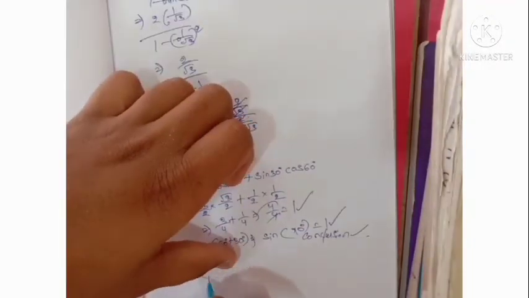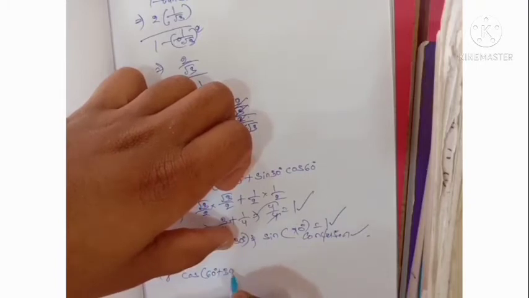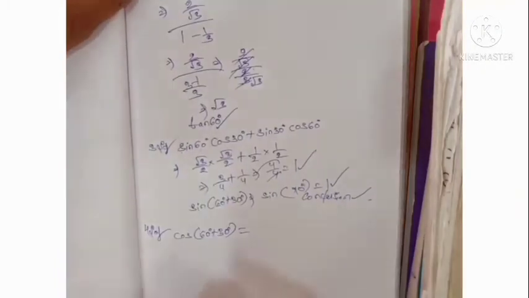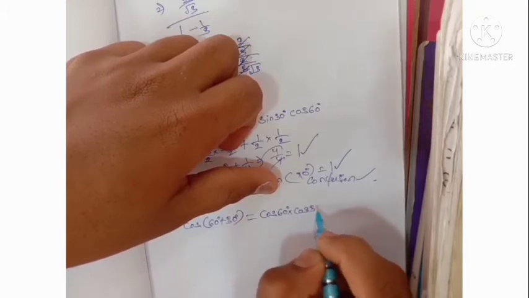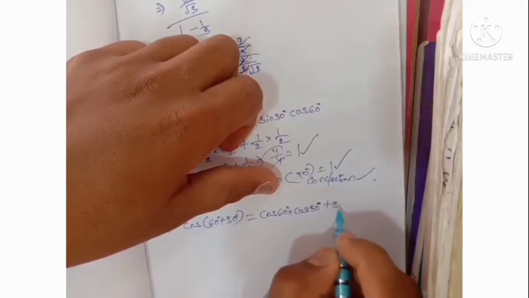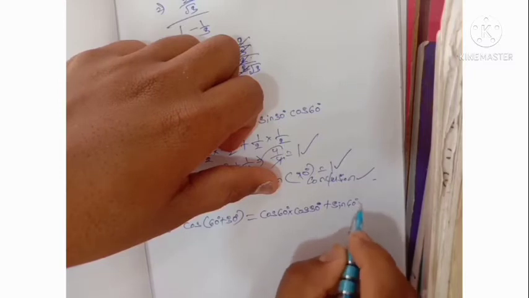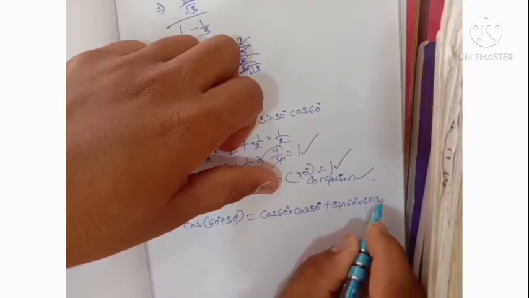Given cos(60° + 30°) is equal to cos 60 cos 30 plus sin 60 sin 30. Right or wrong? Yes.